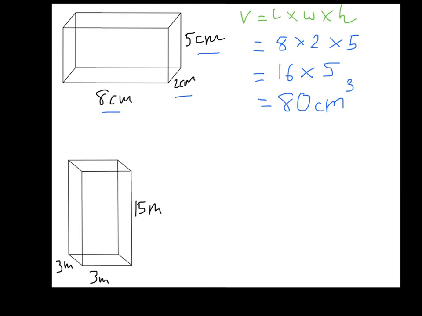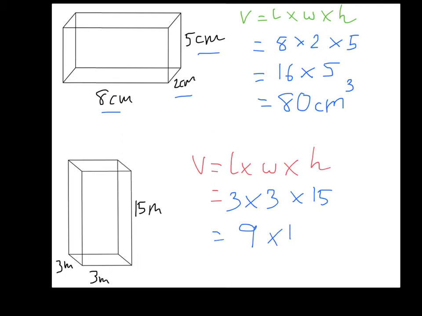So the same formula applies to find the volume of the second rectangular prism. Volume is equal to length times width times height. You can see in this case the length is 3, the width is 3, and the height is 15 meters. 3 times 3 is 9 times 15. And then I could, 9 times 10 is 90, 9 times 5 is 45. So 135, and it's cubic meters because we have the 3 dimensions. So that's why it is meters cubed.